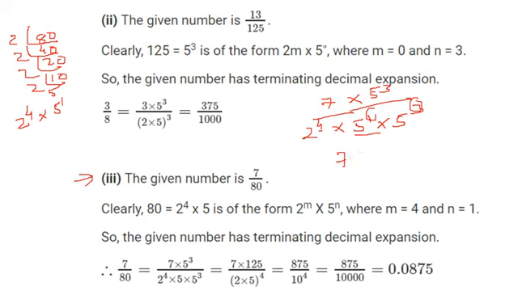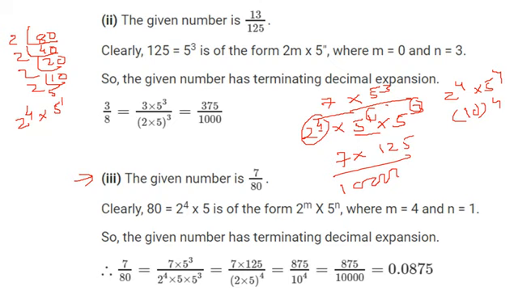So this will be 7 into 5 cube, which is 125, and this will be 2 to the power 4 into 5 to the power 4, which is 10 to the power 4. So this is 10 to the power 4, which is nothing but 10,000. 7 into 125 is 875, and this is 10,000. So now 1, 2, 3, 4 places, 0.0875 is the decimal expansion.